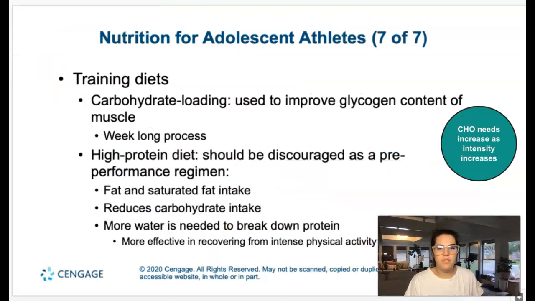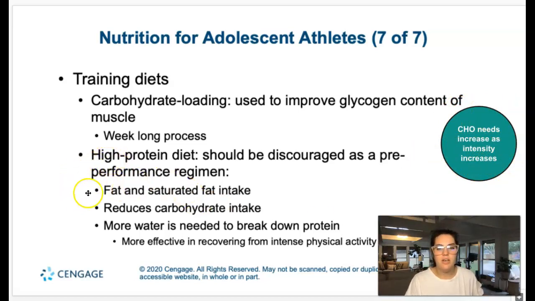Okay, so this is a little bit more on training diets. Carbohydrate loading is a common practice that's used to improve glycogen content of the muscles so that the muscles have that quick energy. This is something that has to be done for up to a week before an event for it to be successful, for us to be able to store that glycogen. And again, as intensity increases, carbohydrate needs are going to increase.